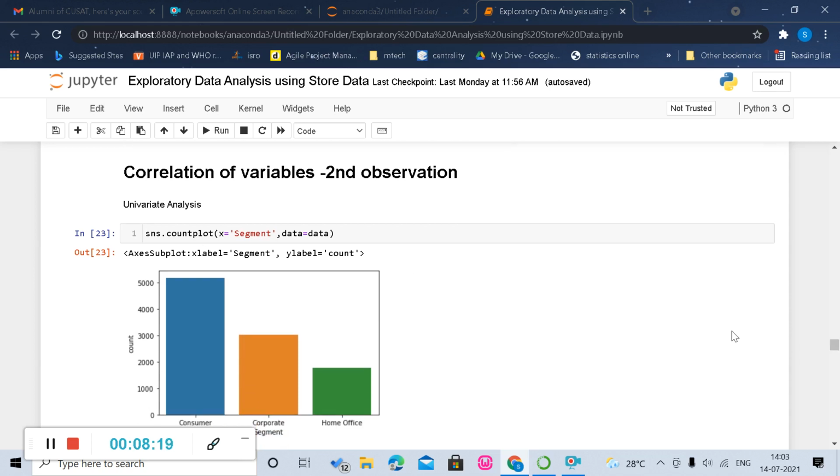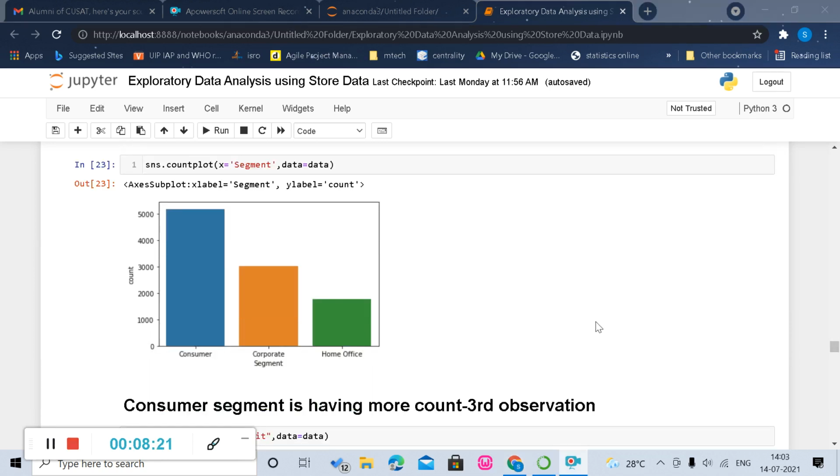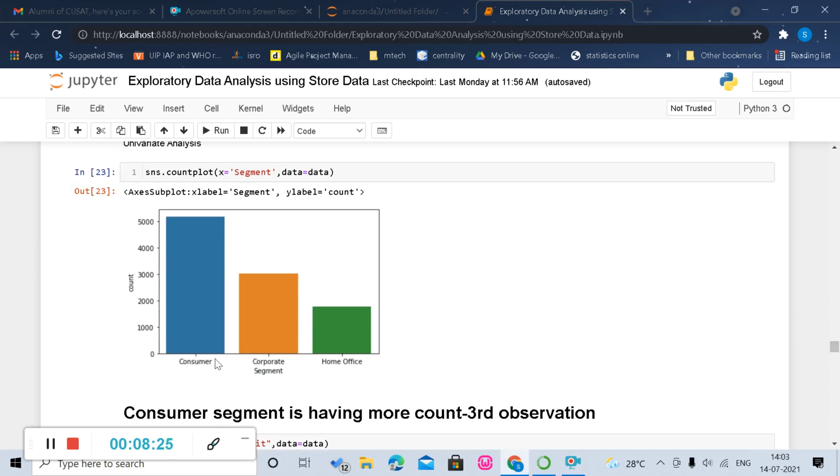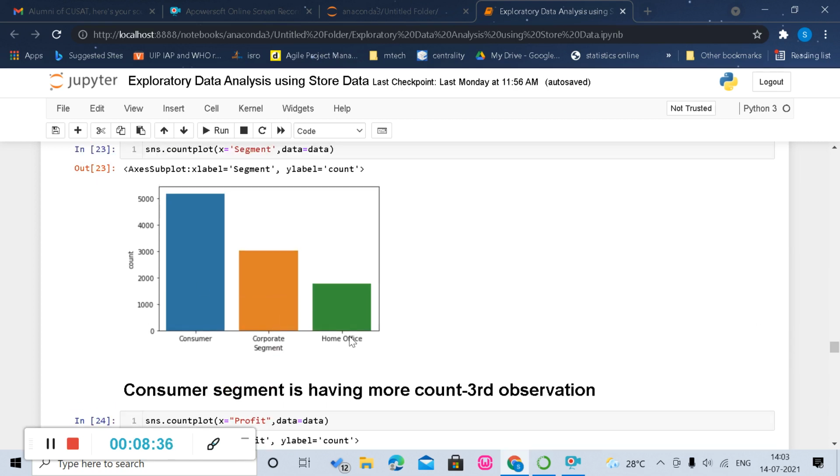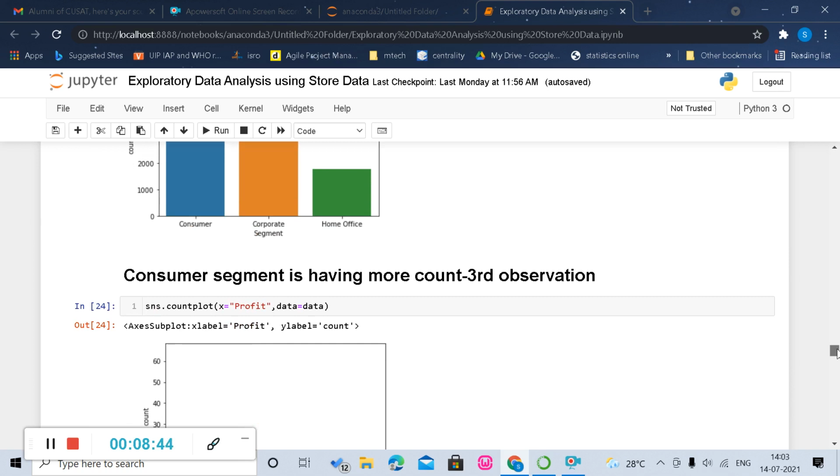Now, a count plot is done. The value that I consider here is segment. So there are 3 segments here, and the corresponding count plot is done. I can observe from this count plot that the consumer segment has the highest count here.